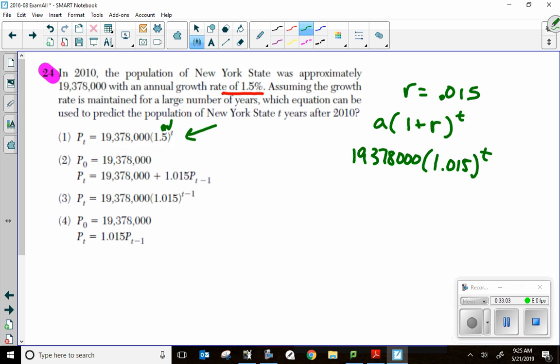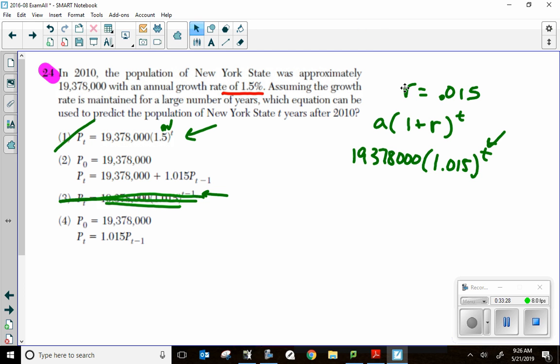So I know it can't be 1. And I look at 3. Everything looks good here, but guess what happens at the exponent? It's not t, it's t minus 1. So that's not going to help me either. So basically what I need to do is take 2 and 4 and check this out. Let's do this.